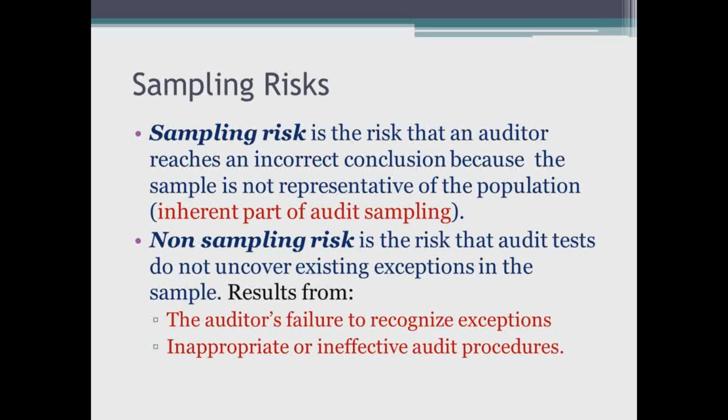And then non-sampling risk is really related to the auditor's judgment and the auditor's approach to the sampling. It could result from the auditor's failure to recognize exceptions or inappropriate or ineffective audit procedures. So those are all driven by the auditor or auditor judgment. In the case of not being able to correctly identify an exception, that would be because the auditor really doesn't understand the nature of the account, or doesn't understand how the controls work. So they don't have a complete understanding, and therefore they won't know that they have an exception.